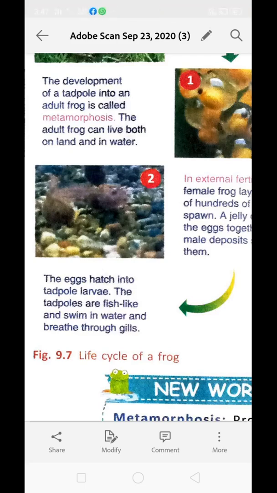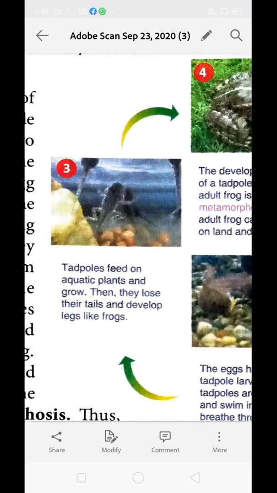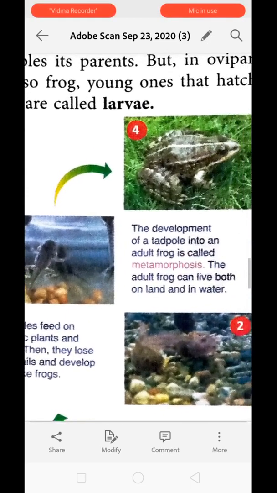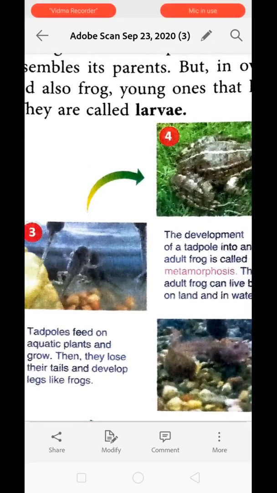The tadpole larvae swim in the water. They feed on aquatic plants and breathe through gills, external gills. Later on, after getting food, the tadpole larvae grow in size. Their tail starts to degenerate slowly. They start to grow their hind limbs and forelimbs, and later on, by the process of metamorphosis, the froglet here turns into the developed frog.